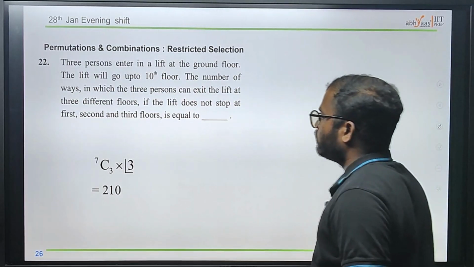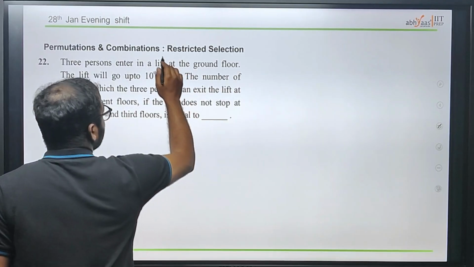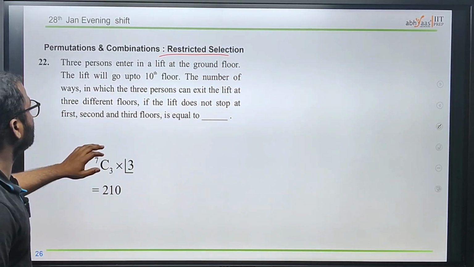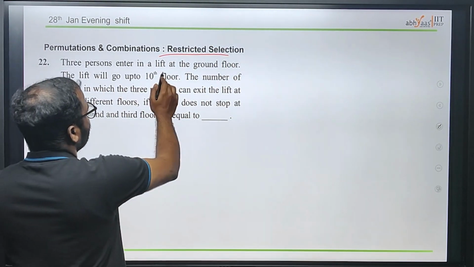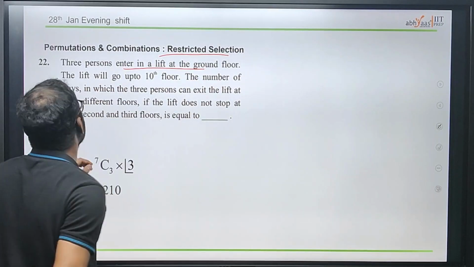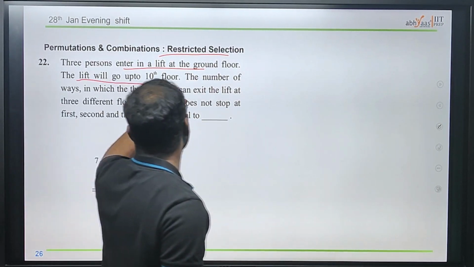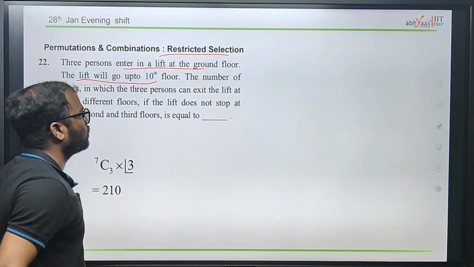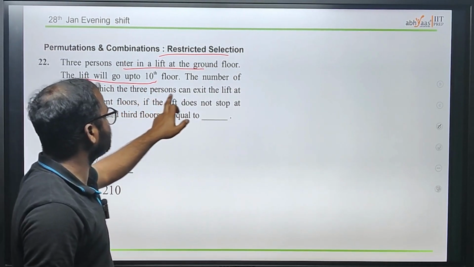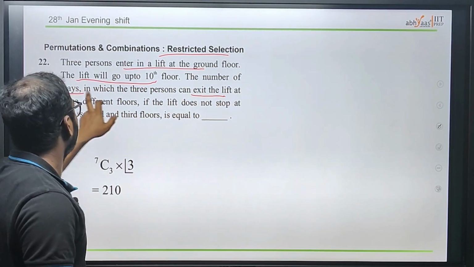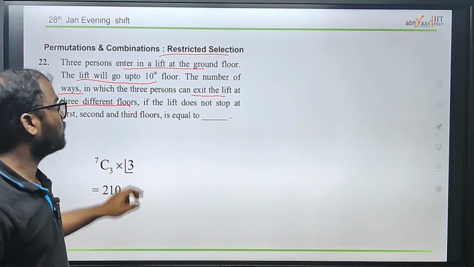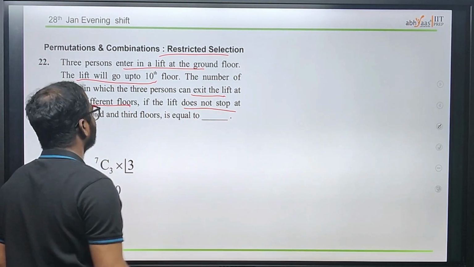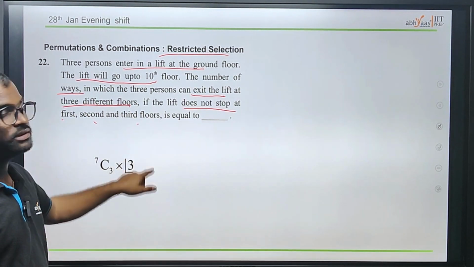Now we have a question on the basis of permutations and combinations, restricted selection. If you see here, 3 persons enter a lift at the ground floor. The lift will go up to the 10th floor. They are asking for the number of ways in which the 3 persons can exit the lift at 3 different floors, if the lift does not stop at the first, second and third floors.